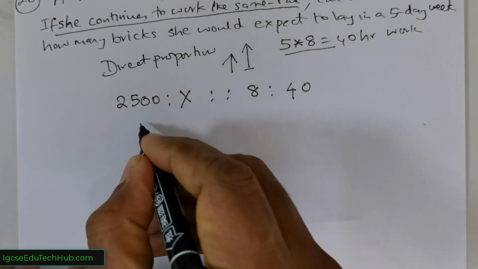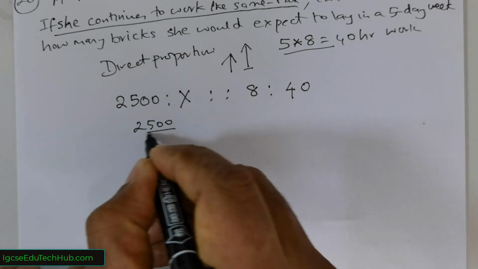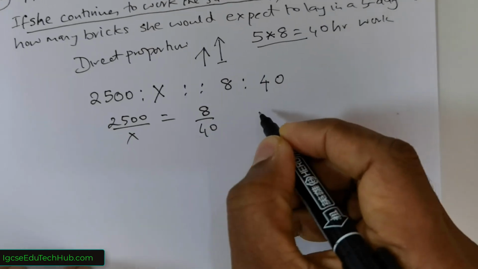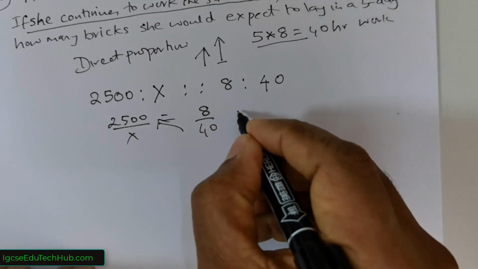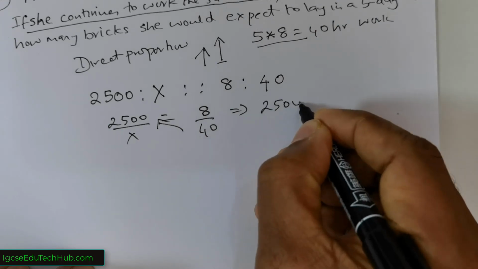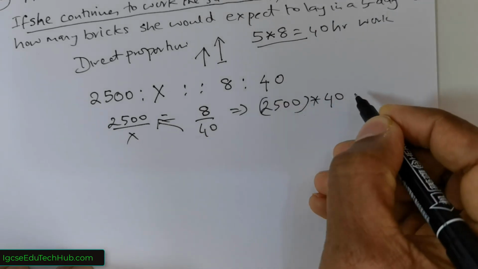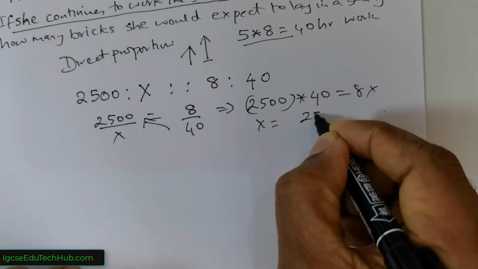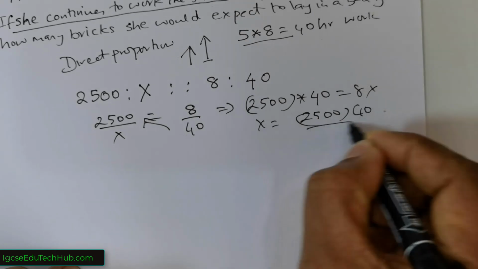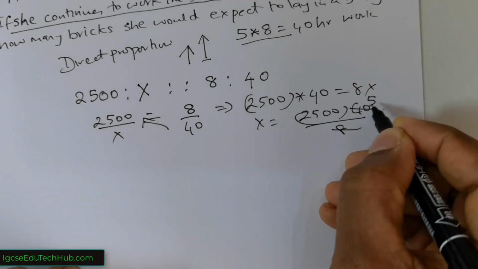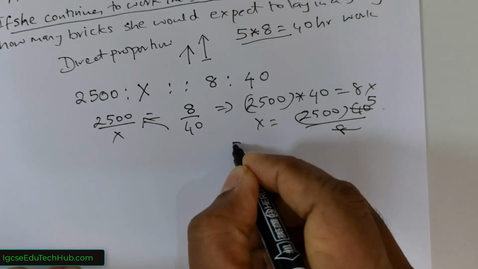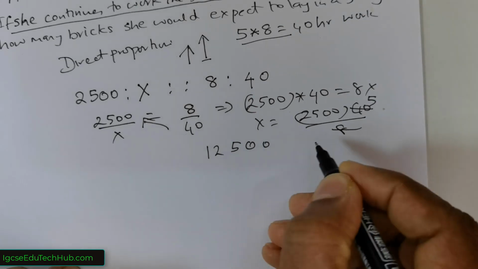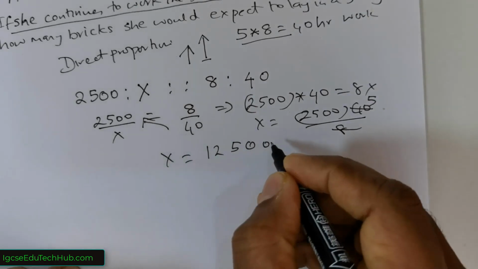So the proportion would be direct. So I can rewrite this as 2500 divided by x is equal to 8 over 40. You cross multiply, and this would give you 2500 multiplied with 40 is equal to 8 into x. So we need x. So 2500 multiplied with 40 divided by 8. 8 divides 40 5 times. Multiply 5 with 25. 5 5s are 25. 2 5s are 10, 11, 12, and you have 2 zeros.